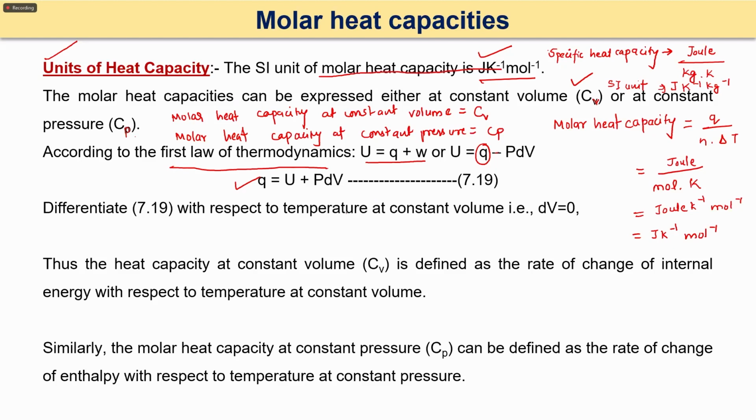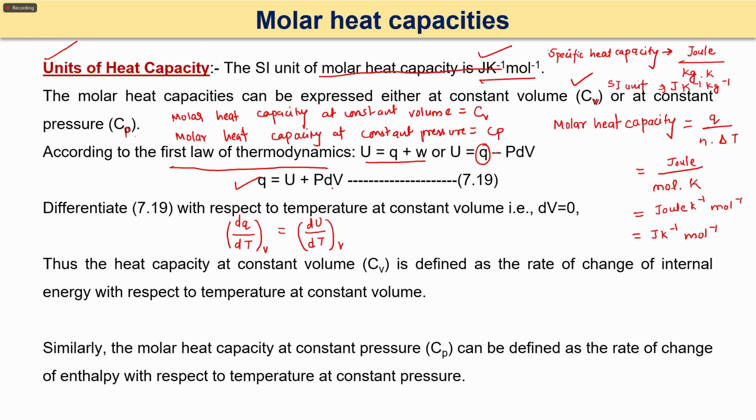Let us just differentiate this equation 7.19 with respect to temperature at constant volume. So it will become dQ with respect to temperature, so it will be dT. So we are differentiating it at constant volume, so we will write volume over here. If it represents, we are differentiating it at constant volume. Now this is the left hand side. What will be the right hand side? dU by dT at constant volume.